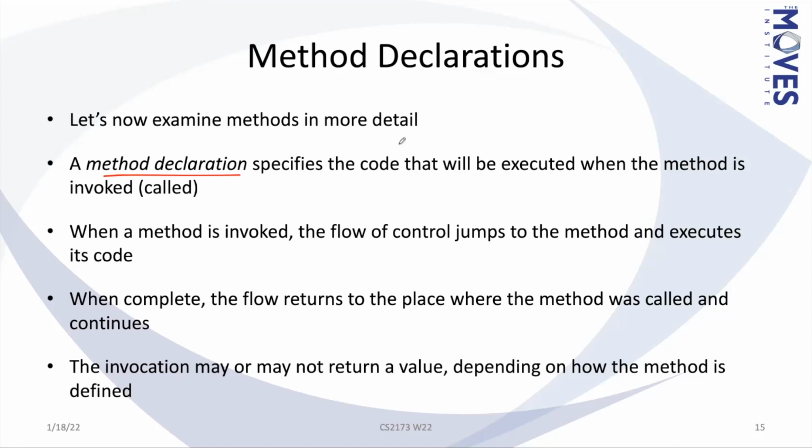Now, when you call a method, it may or may not return a value depending on how the method is defined. And even if it returns a value, you don't have to do anything with that value. I've debated whether that's a good idea or not, but Java allows it. If I call a method that returns a value and don't put that value anywhere, Java says, okay, fine, you don't care, I'm good with that.